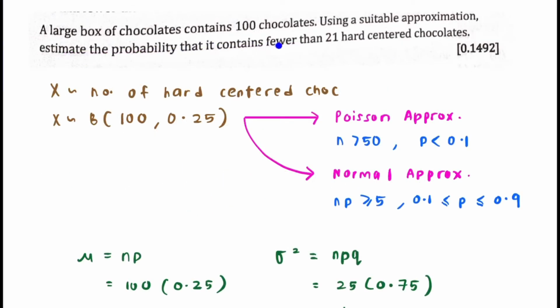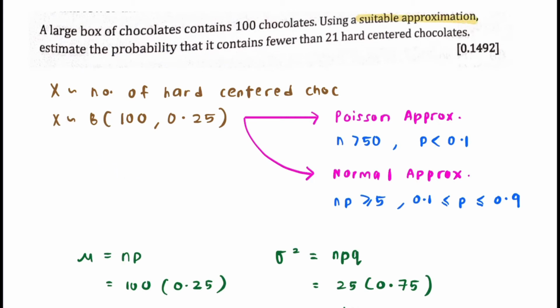Okay, the last one. A large box of chocolates contains 100 chocolates. Using a suitable approximation, estimate the probability that it contains fewer than 21 hard-scented chocolates. So right now your random variable X is the number of hard-scented chocolates, and the n value will be 100. The probability of success is 0.25, similar to part A just now.